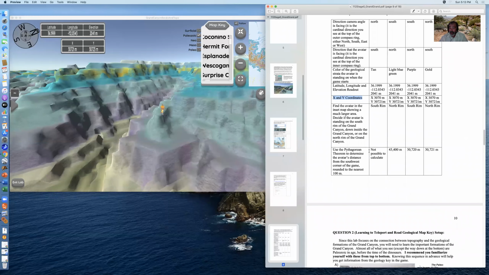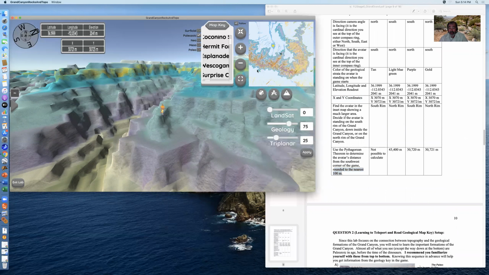And your choices are 43,400 meters, 30,720 meters, or 30,721 meters. And you're instructed to round to the nearest 100 meters. And then you're asked to find the avatar's location in the inset map. Does this look like the north rim or the south rim? So please try and do this for yourself, orient yourself, and get used to playing the video game before you jump in and try and do the lab.